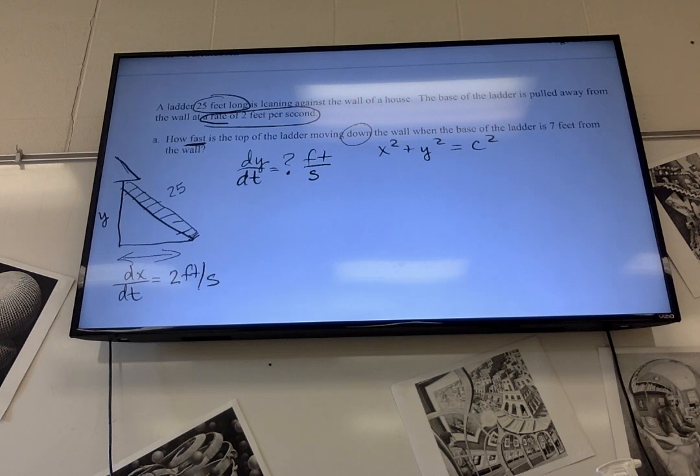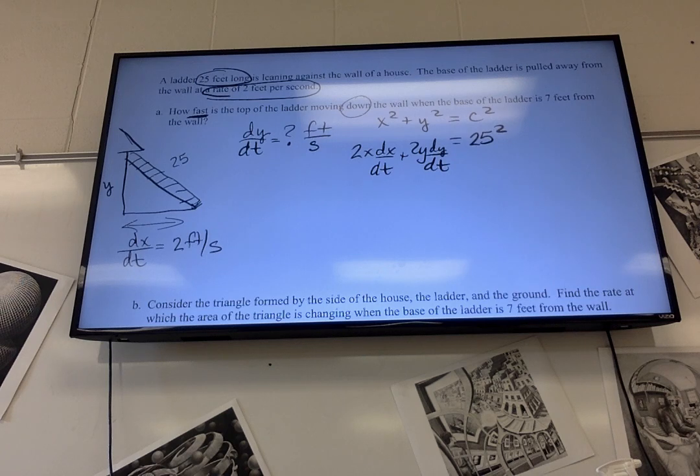It is a triangle, though. You have a ladder coming out from the wall, and that looks like a right angle. c is constant, 25, so that's just 25. x and y, however, are not. So when I take the derivative, I get 2x dx dt plus 2y dy dt equals 2 times 25.